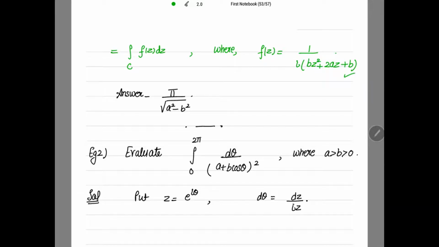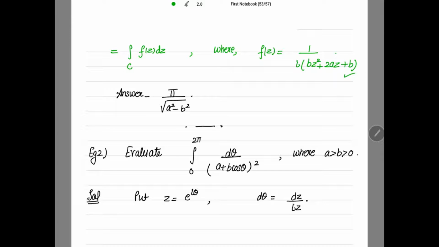Now next, just do this as your exercise. Find out the poles by putting denominator equal to 0 and find out the residue of the poles which are lying inside the circle and apply the Cauchy residue theorem. Same steps as we have done in the last video in the example. All the steps are the same, right? The answer is given to you as pi over square root of a square minus b square. You will get this answer by solving the steps.